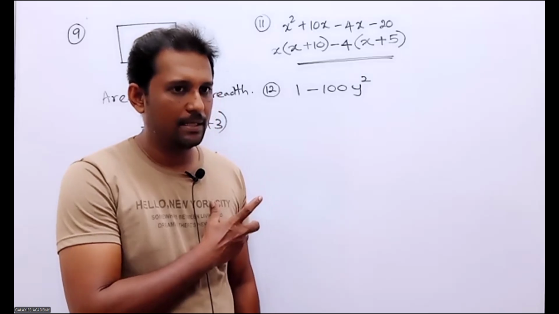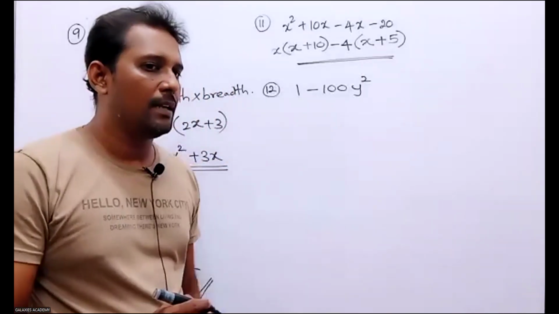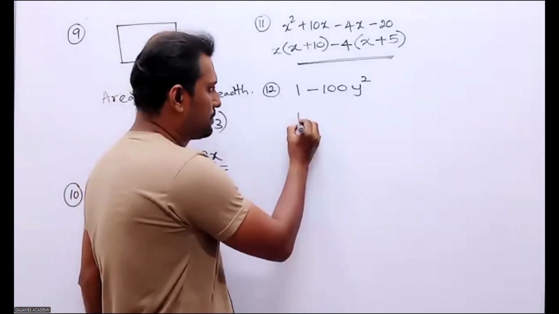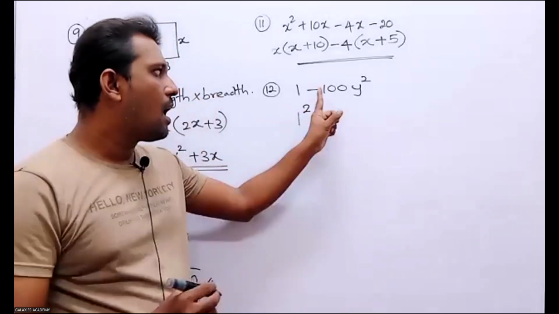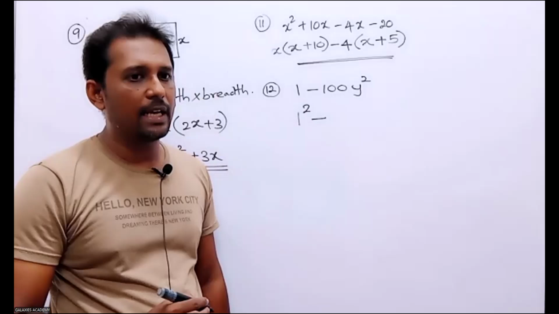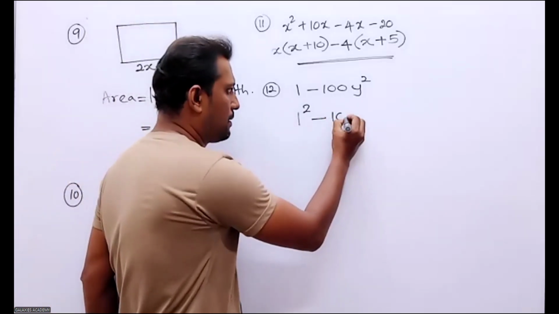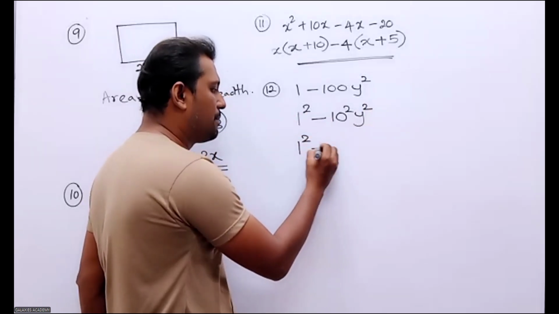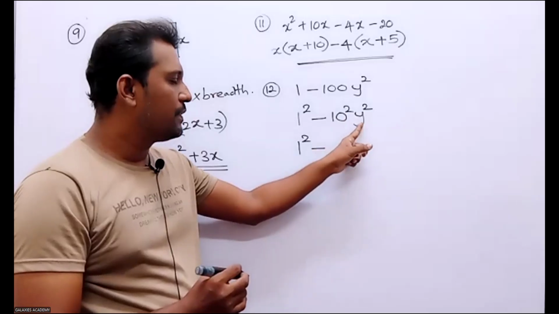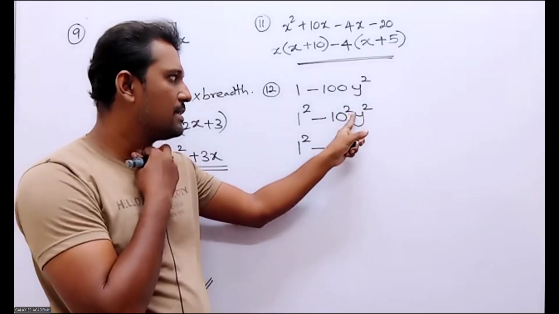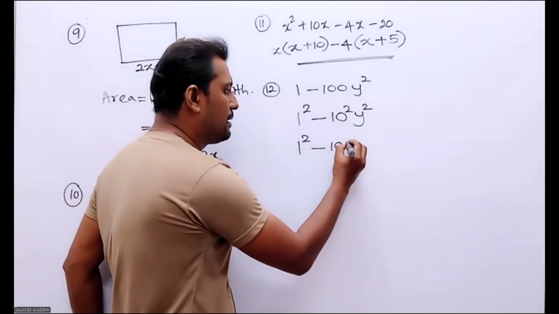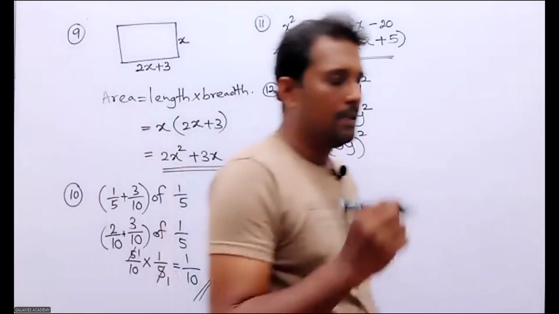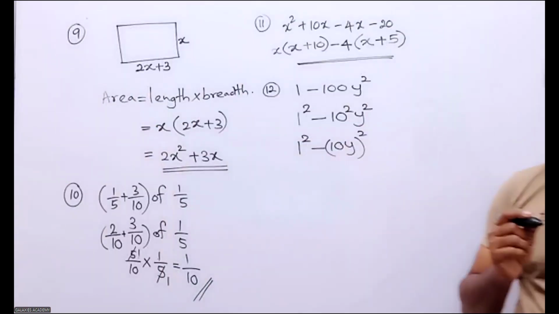Yes, sir. Right? 1, how can I write? I can write 1 as 1 squared. 100, how can I write? 10 squared. Y squared. Also I can write this one as 1 squared minus, both of these powers have the same index as you can see, so I can write this as 10y complete squared, right? Then you revise the knowledge of difference of two squares.